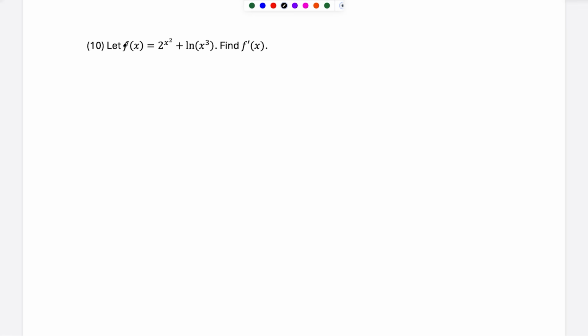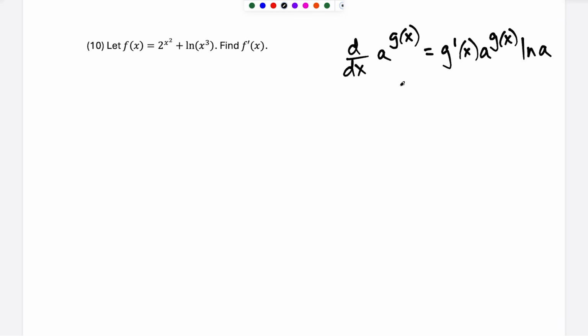Question 10, we have f of x here, and we want to find f prime of x. So for this question, it helps to know some more chain rule variants. When you derive a function like, let's say, a, and since f of x is taken, I'll use g of x. So let's say I have a to the g of x power. This is equal to g prime of x times a to the g of x. So I have the original exponential function here going after it, but then I also multiply by natural log a. And we could use this as long as we have a is greater than 0. Okay, so this is just something that we could use.